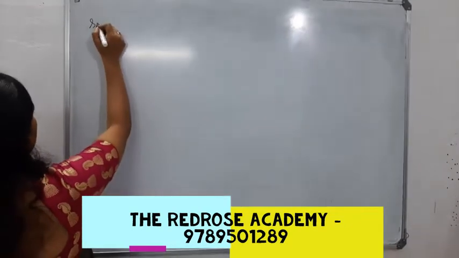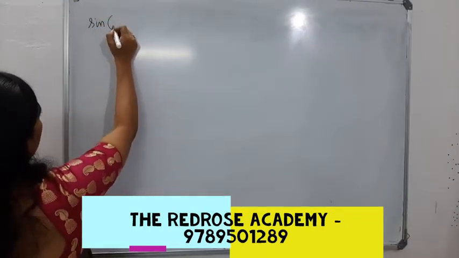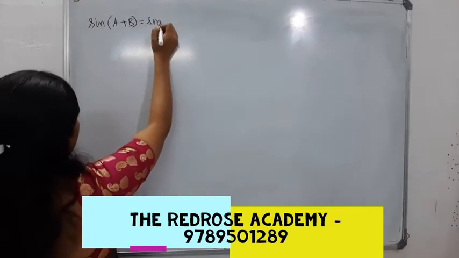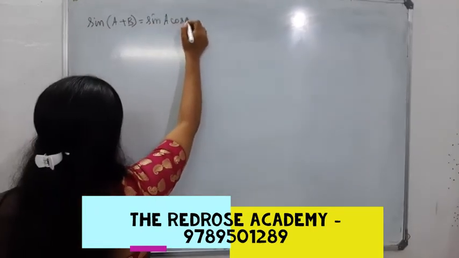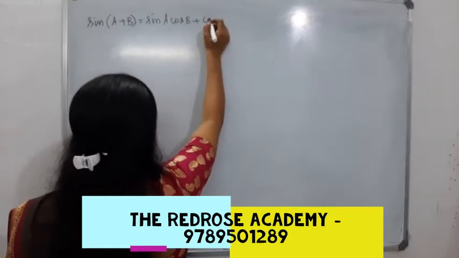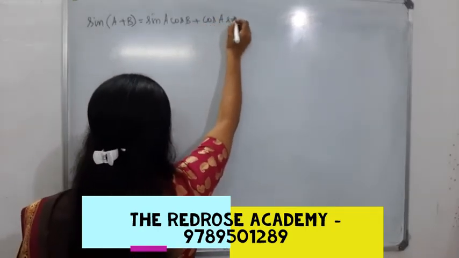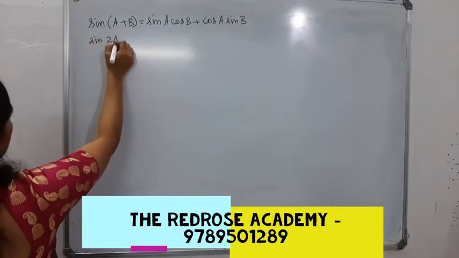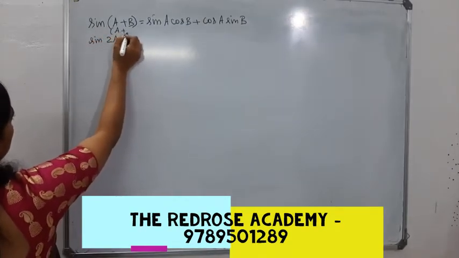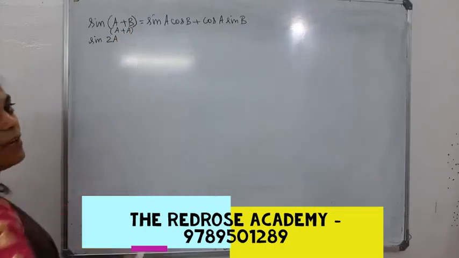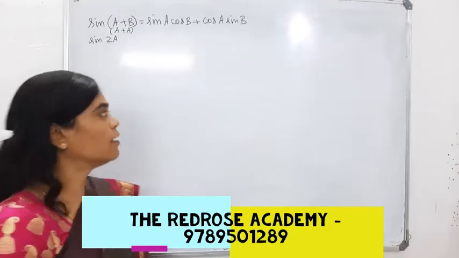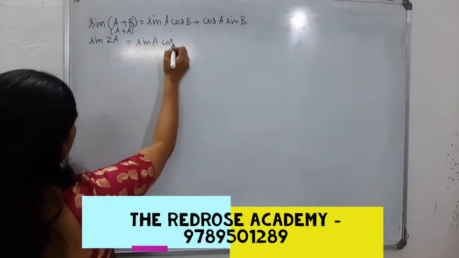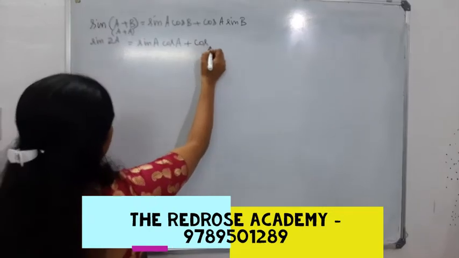What is sin 2a? It can be written from sin(a plus b), which is sin a cos b plus cos a sin b. From this we are now going to write sin 2a, which is a plus a. So instead of b, we are now going to write a. So what is sin 2a now? Sin a cos a plus cos a sin a.